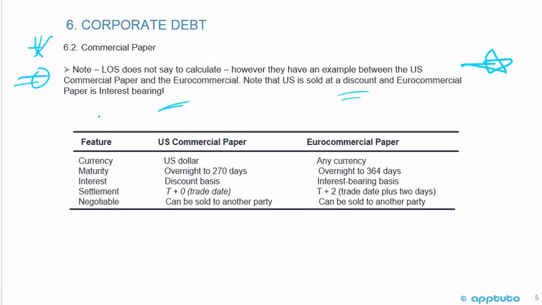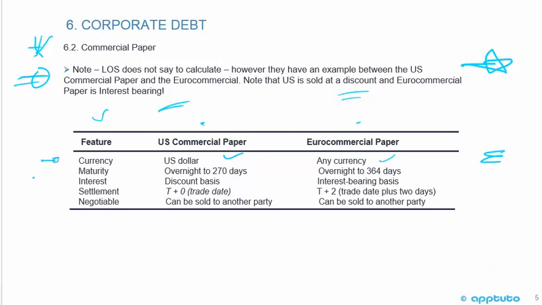So here we just have a little table where we've got the feature, the US commercial paper in the first column, and the Euro commercial paper in the next. In terms of the currency, US commercial paper is, of course, US dollar. Euro commercial paper is in any currency. It's not just the Euro currency, it's any currency. Again, it's like a Eurobond, we're calling it Euro commercial paper.